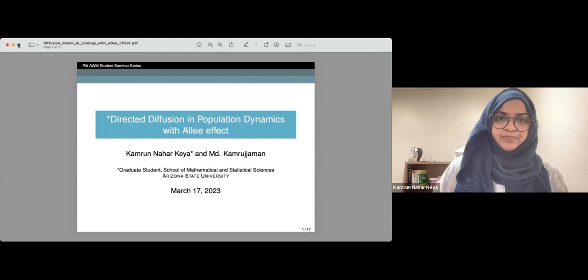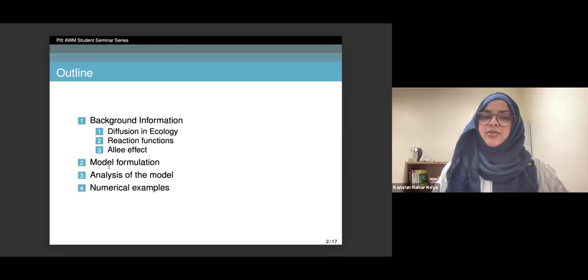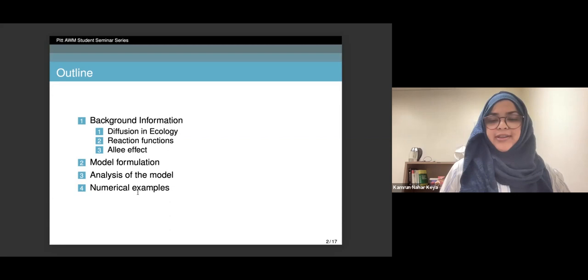So I'll give a slight outline of the things I'm going to show. Mostly, I'll focus on background information, how we came up with the model, then the model formulation and what we did to analyze the model. And if I have time, I'll show some numerical examples.